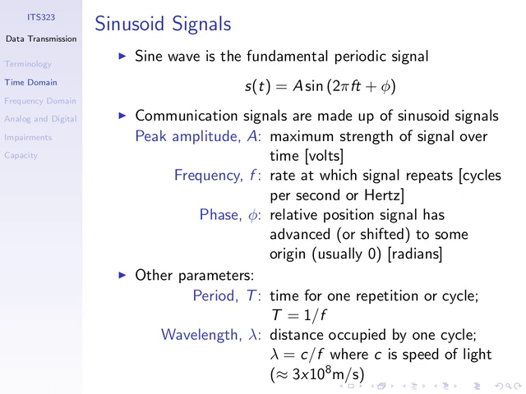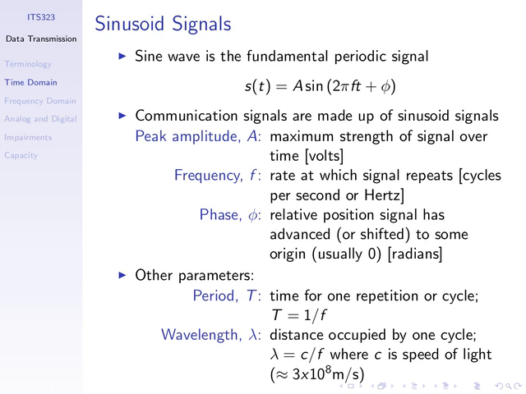So that was these three entities. We've spoken about the period. The other thing that we'll often see is the wavelength: the distance occupied by a single cycle. It's measured in meters, and the wavelength lambda is calculated as the speed of light, c, divided by the frequency. So if you know the frequency and the speed of light, you can calculate the wavelength, which is the distance in meters that one wave occupies.